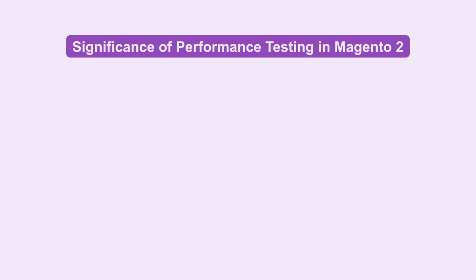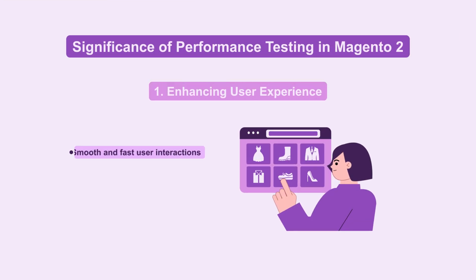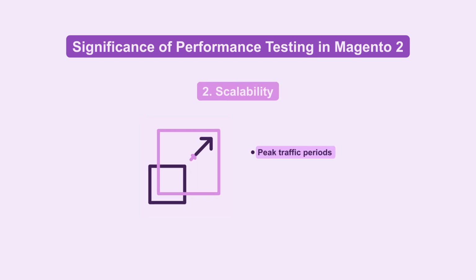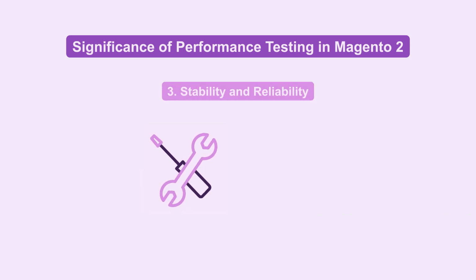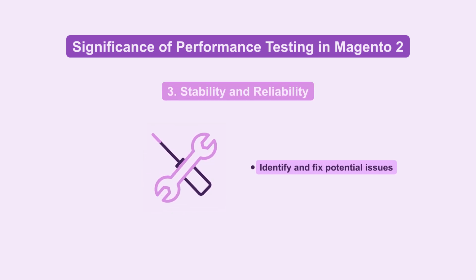Let's understand the significance of performance testing in Magento 2. It helps ensure smooth and fast user interactions. Smooth interactions keep users engaged. Prepare your store for peak traffic periods to maintain a consistent user experience. It uncovers potential stability issues to identify and fix potential issues before they cause downtime.